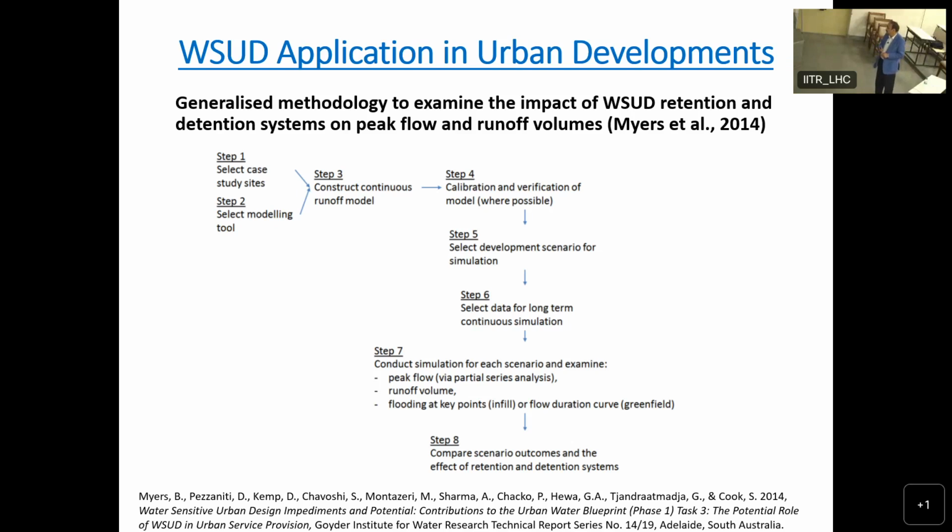So select data for long-term continuous simulation. So normally we're talking about climate data over here. And then we conduct simulation, see the peak flows, runoff volumes, and analyze those scenarios using any model. Over here, I'm talking more about the EPA SWMM model.